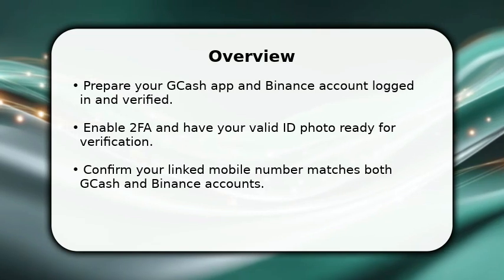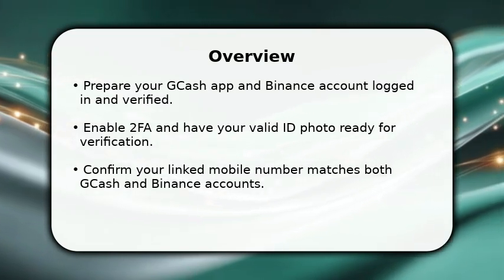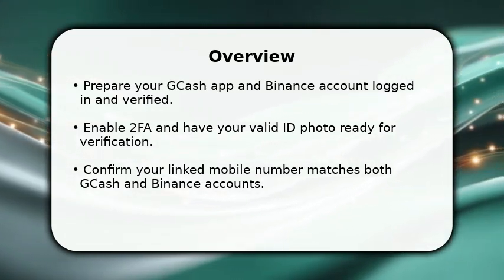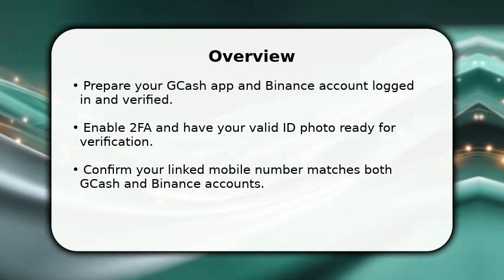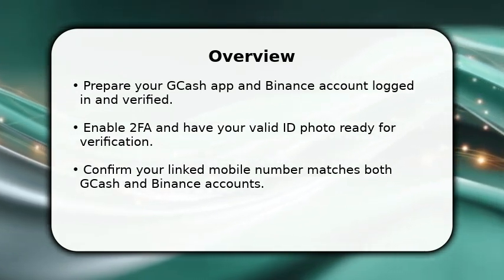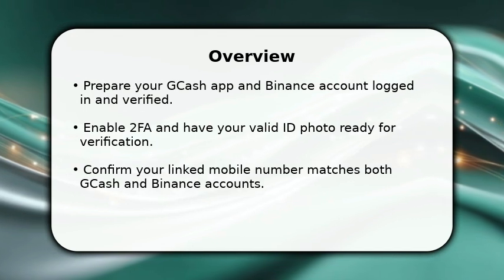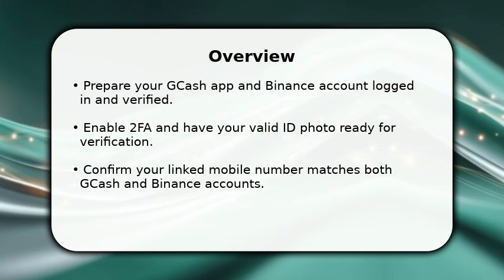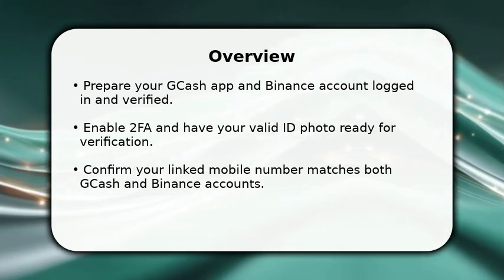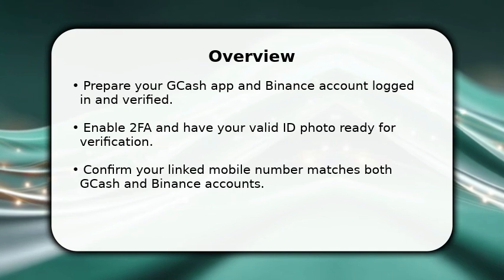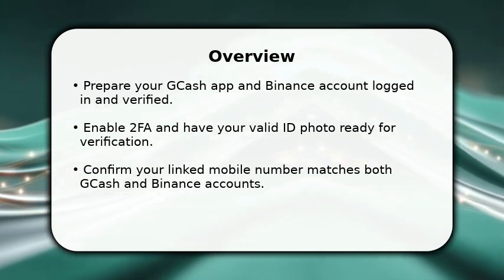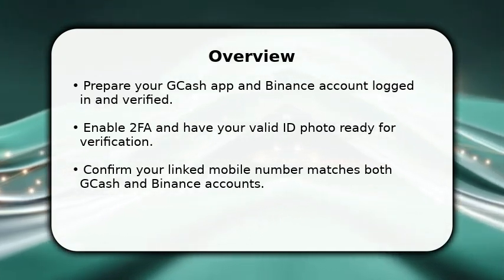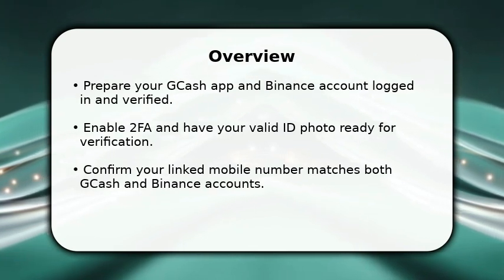In this video, I will show how to connect your GCash to Binance step by step. Open the Binance app and tap Wallet to begin. Add a new funding method by choosing PHP and selecting GCash as your bank option. Follow the prompts to authorize payments and confirm your phone number. Complete verification if prompted, then test with a small deposit to ensure transfers go through smoothly and securely.